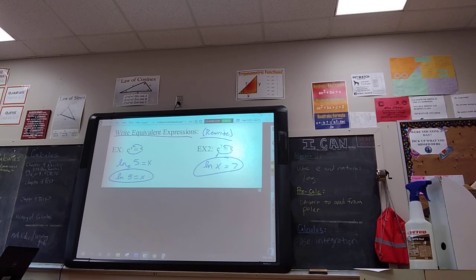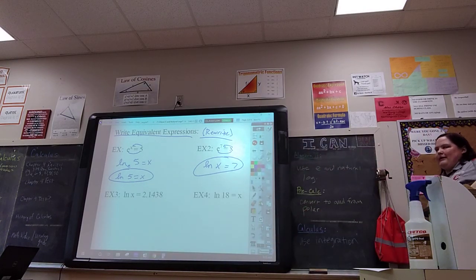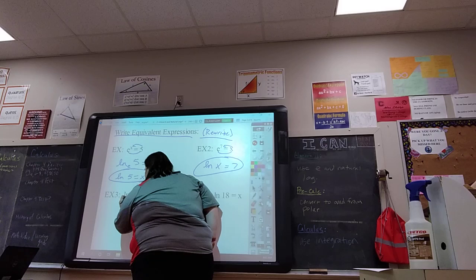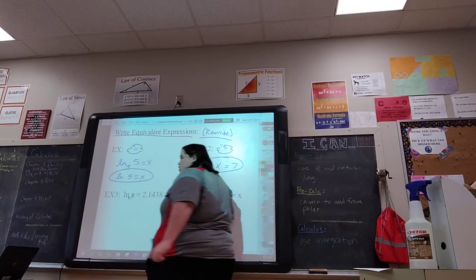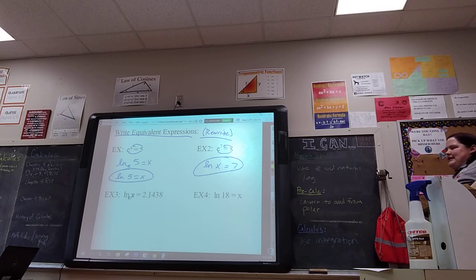So again, if you see the direction rewrite into equivalent expression, all you're doing is taking it from one form to the other. If it starts as an E, rewrite it into ln. If it starts as ln, like these next two, now we're going to rewrite it into its E format. And if it helps you with this one, you can jot in the E so you can see where the E goes. But here this is an ln form, and we're going to rewrite it into E form.